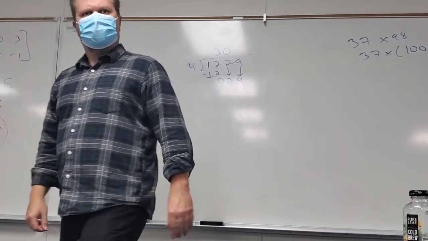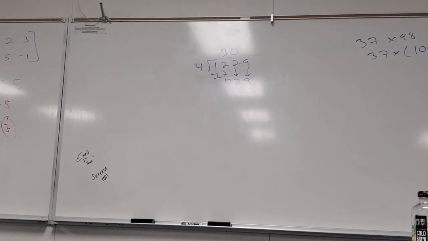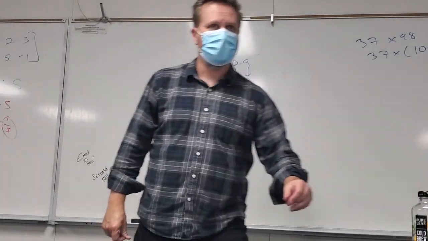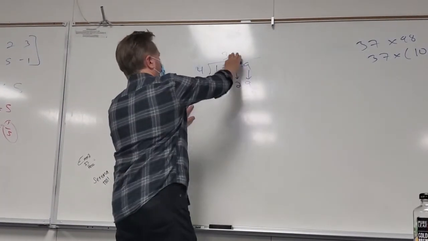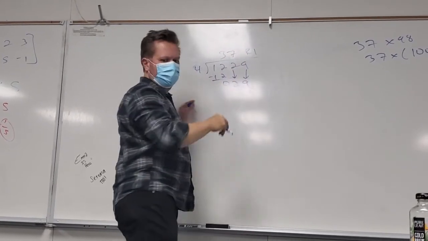And now it says, use compatible numbers estimation to check the reasonability of each student's answer. So if I divide, if the student got this, Andrea, the student got that.